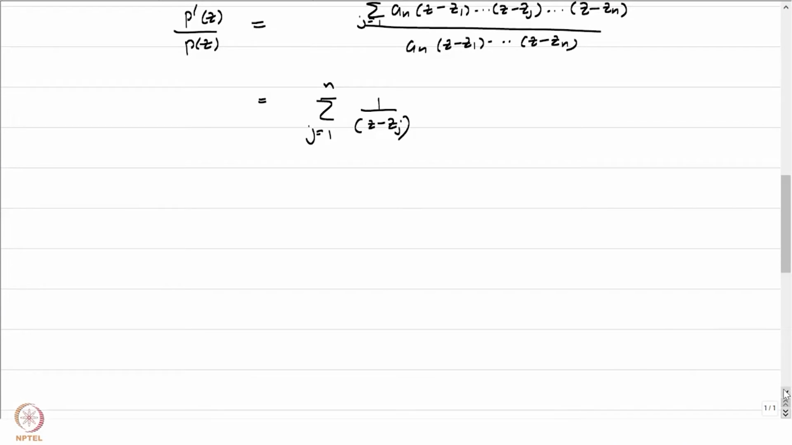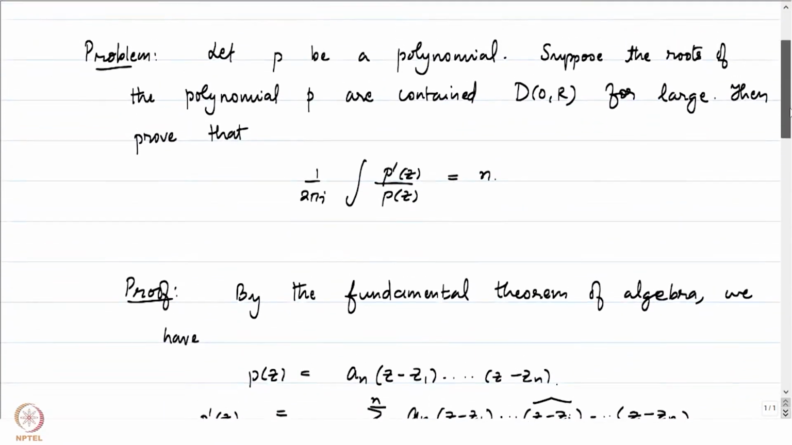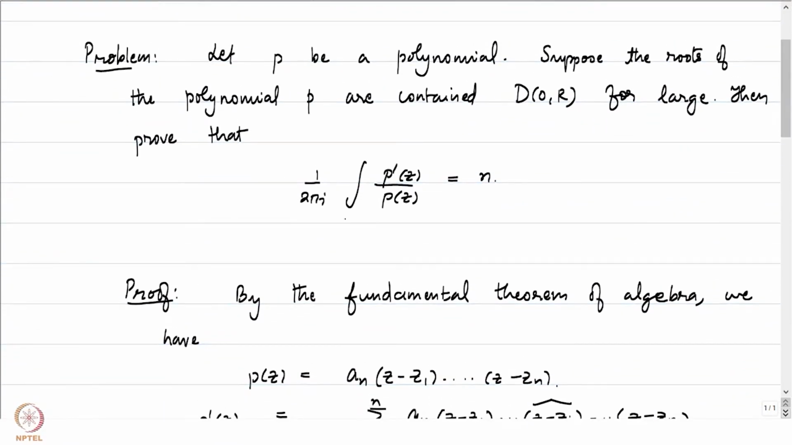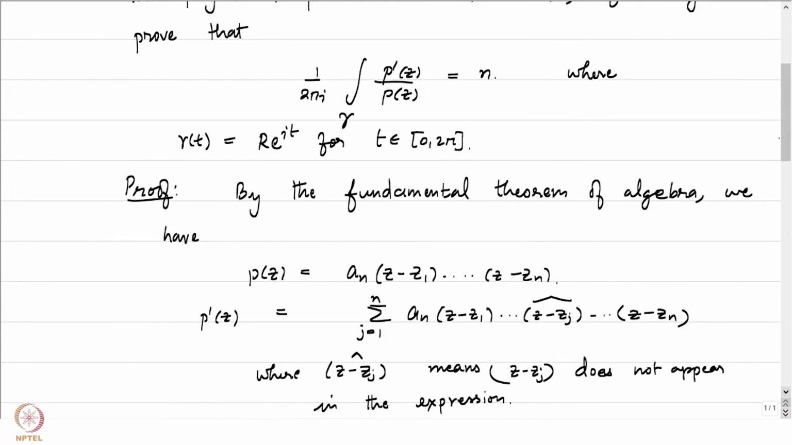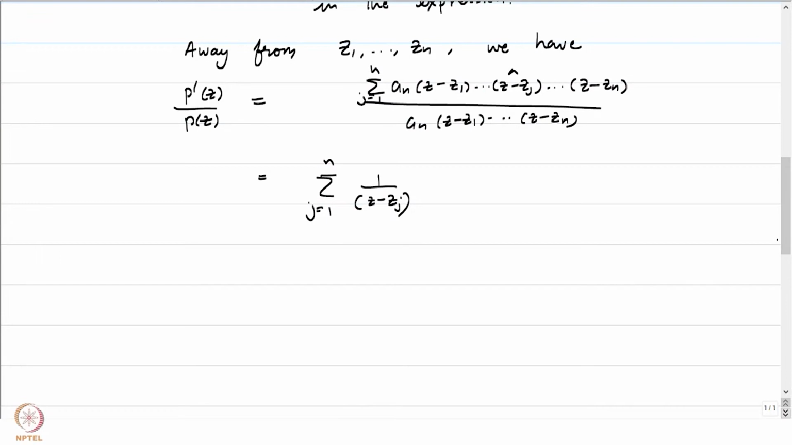Now, okay, I think I have not been very clear with the statement. The statement is that the integral over gamma is equal to n, where gamma of t is equal to R e to the power it for t in 0 to 2 pi. So the integral is being taken over the circle of radius capital R around 0. Let's get back to now solving the problem. The problem was incomplete till now. Now we know what we need to establish.